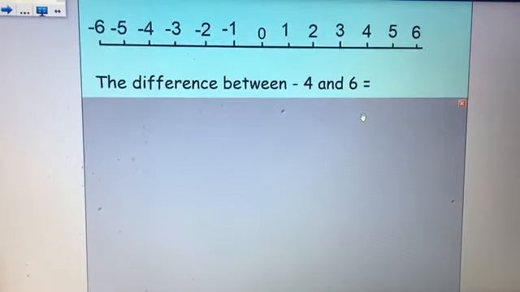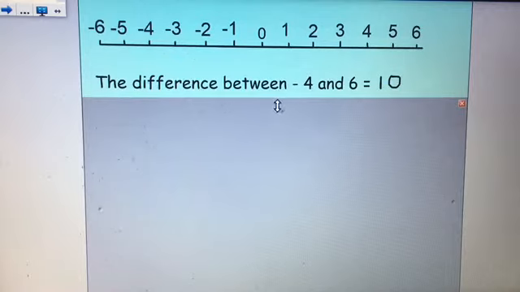So let's have a look at this question. Slightly different, this one. Now we're finding the difference. So what's the difference between minus 4 and 6? Well, from minus 4 to get back to 0, you'd have to add 4. And then from 0 to 6 is 6. So you just add the 4 and the 6 together. So the difference is 10.